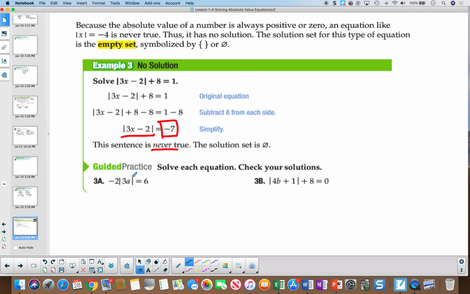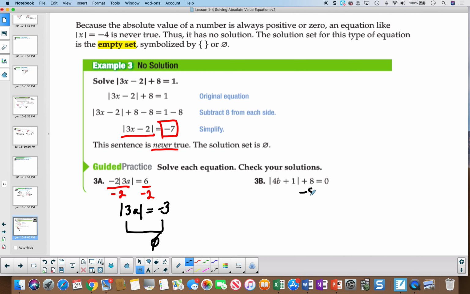Okay, so let's try to do this problem. I'm going to try to get my absolute value by itself, and the way to do that is to divide both sides by -2. When I do that, I am going to get the absolute value of 3a is equal to -3, and this does not make sense. An absolute value is a positive number, it's a distance, and so what we say is there's no solution.